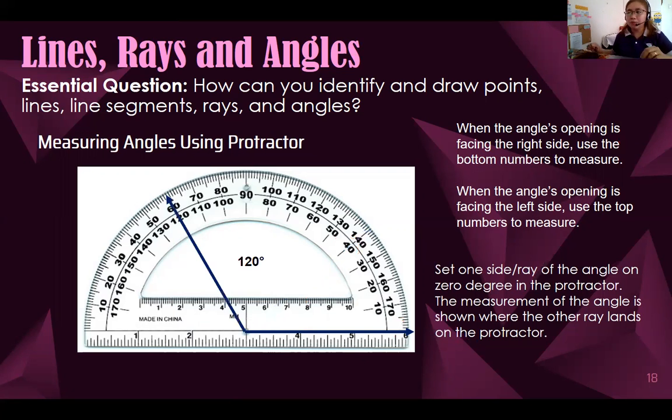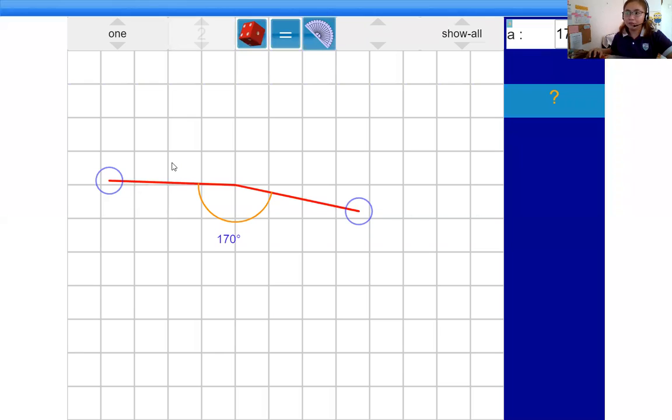Another example would be this one. It's still facing the right side, and then we use the inner ring, so that's 120 degrees. Now for this one, let's try to apply it using a virtual protractor. Let me share my screen. There. I hope you're now seeing a virtual presentation of angles and the protractor itself.